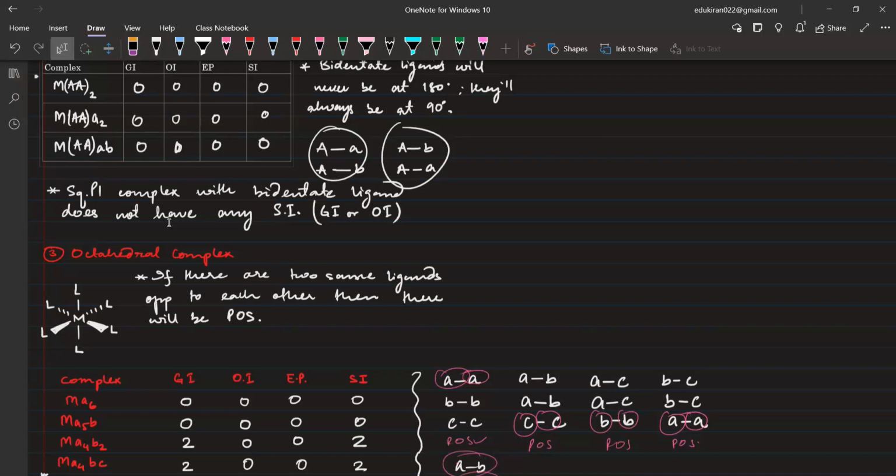In octahedral complexes, we have seen the monodentate ligand case. So all of these cases that we have seen right now, these are the cases in which the ligand is a monodentate ligand, that means it is coordinating with the metal atom with only one position. Next case is bidentate ligands.